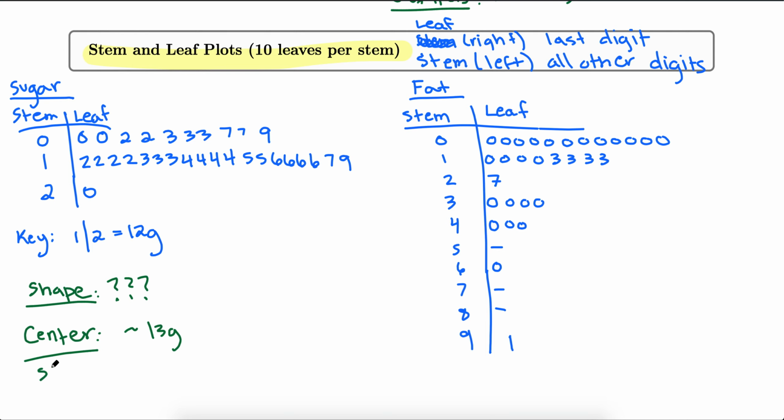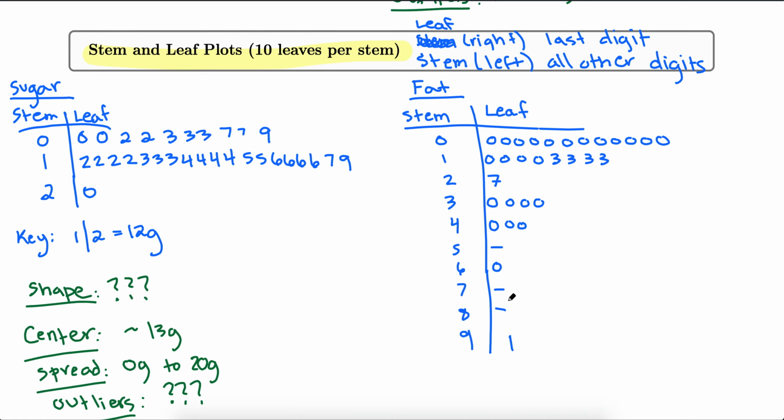Then the spread. From the plot, we can actually see the original data. So we can see the smallest observation is 0 grams, the largest is 20. So say 0 grams to 20 grams. And then outliers, again, kind of hard to tell because everything's crammed together. Maybe that 20 is an outlier, but I can't really be sure. So I'll just put a question mark. Not a great plot since everything's all crammed together.